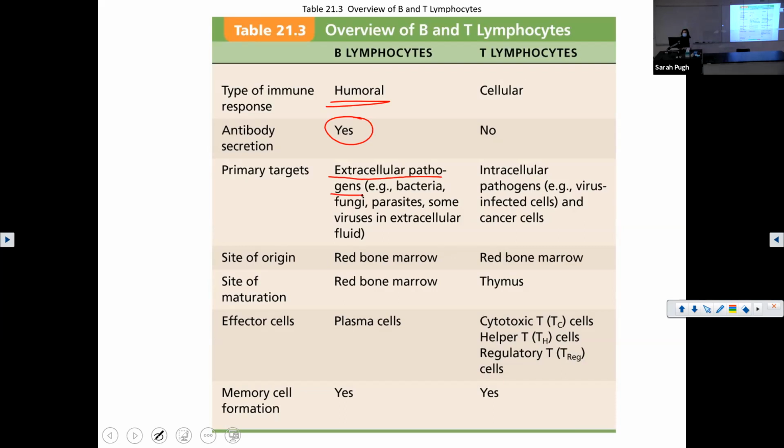T cells provide us with cellular immunity. They do not make antibodies, right? And they are going after infected body cells. So we say intracellular pathogens. Intra means within. So these are going after pathogens that are already in your body's cells. Again, site of origin for all formed elements is bone marrow, but T cells mature in the thymus. T for thymus. So when things go wrong in the body and the body can't handle it, it's got to have outside help, like, I don't know, a drug or something.